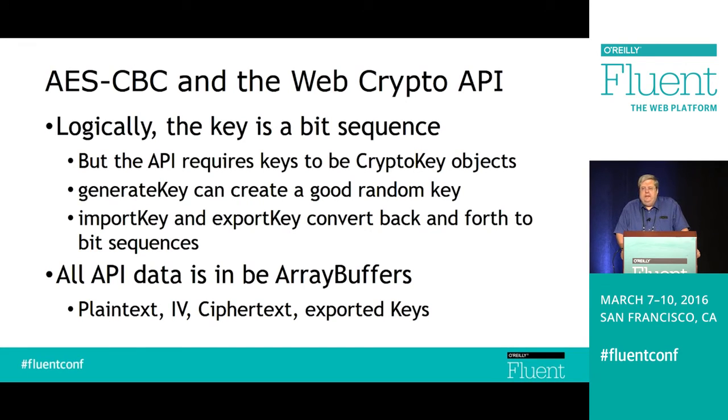Now, to do this with the API, we've got to deal with the fact that the key is logically either 128 bits or 192 bits or 256 bits of data. But the API will not encrypt with a bunch of bits. It will only encrypt using a CryptoKey object. So the first thing we're going to have to do is get a CryptoKey object that we use. And there is a method called generateKey that will do that. We want to be able to take the key to other browsers though, and CryptoKeys, there's no way to print it or type that in.